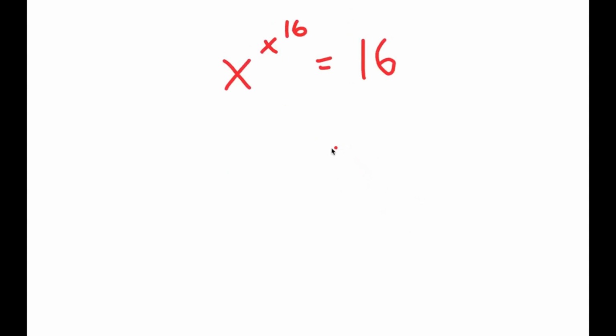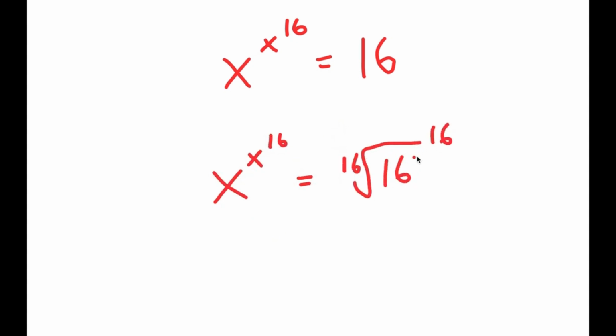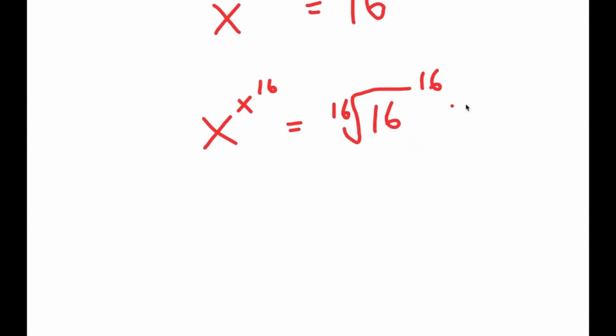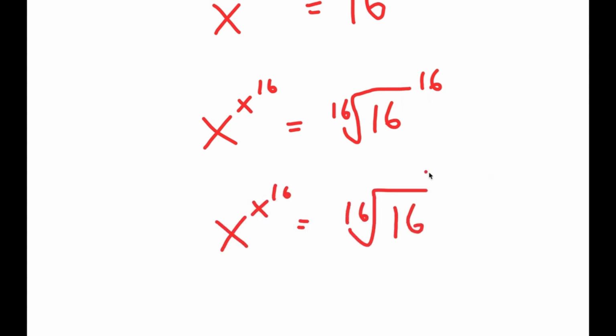Now from here, I'm going to write 16 as the 16th root of 16 to the power of 16. And this is the same thing as the 16th root of 16 to the power of the 16th root of 16. Because 16 is the same thing as the 16th root of 16 to the power of 16 to the power of 16.